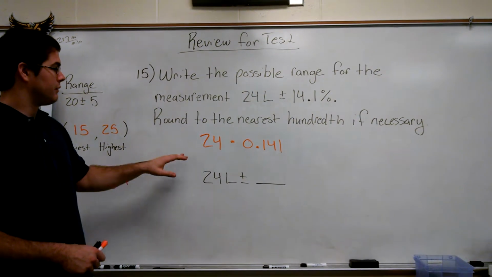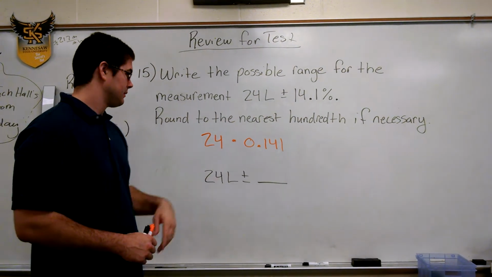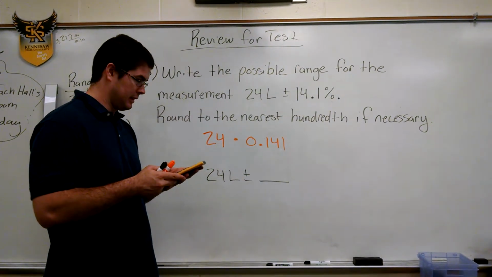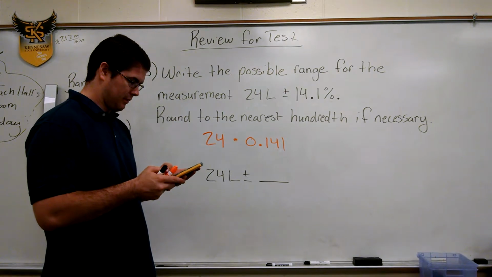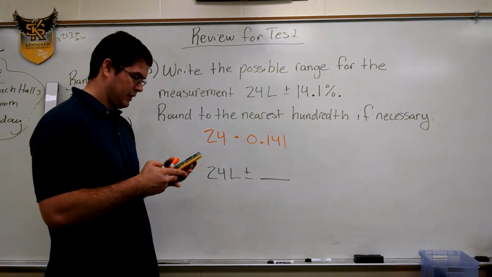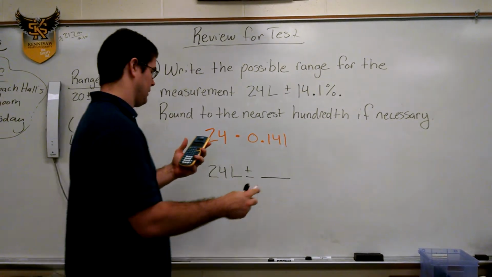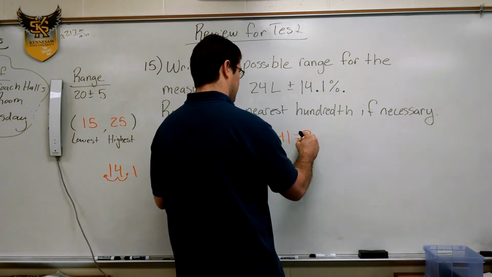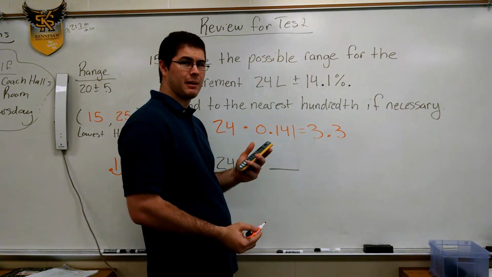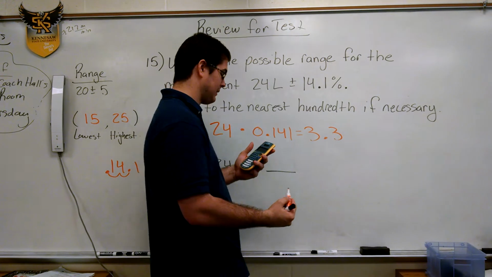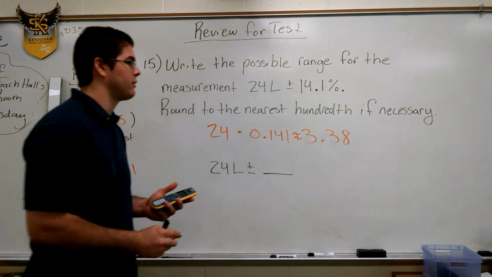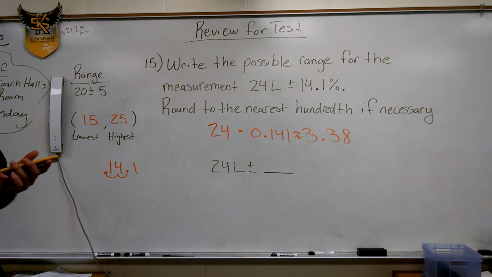So to figure out 24 times 0.141, and let me figure out what that is because I did not do that beforehand. 24 times 0.141 is 3.384. But I'm rounding to the hundredths place, so that's approximately 3.38. So I'm going to go ahead and round that.